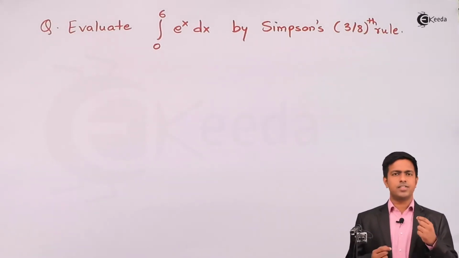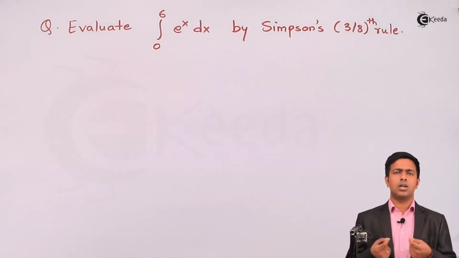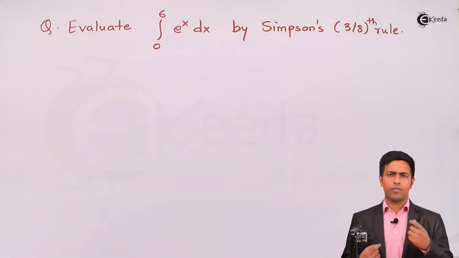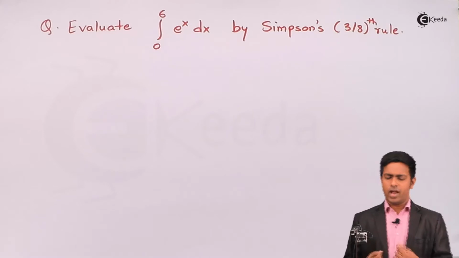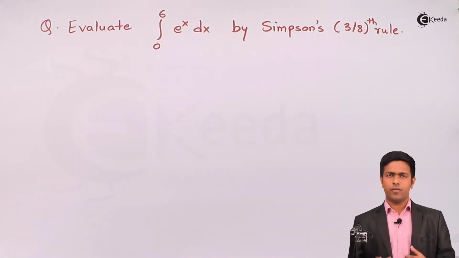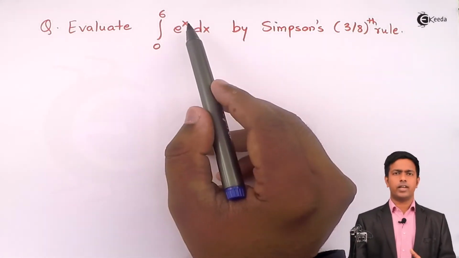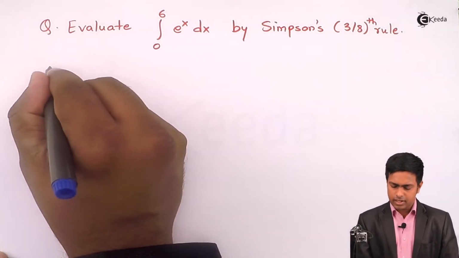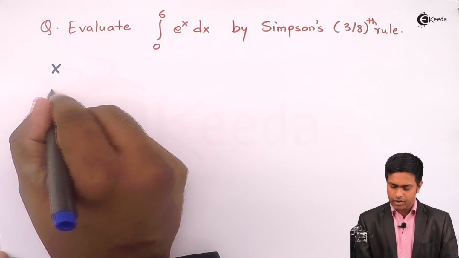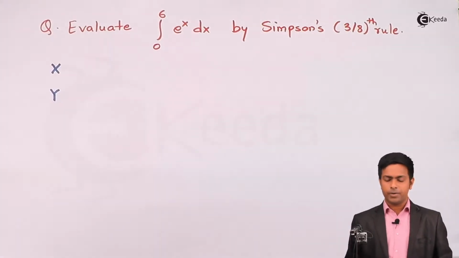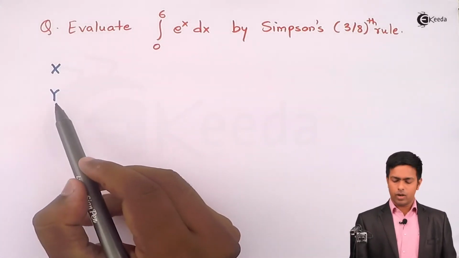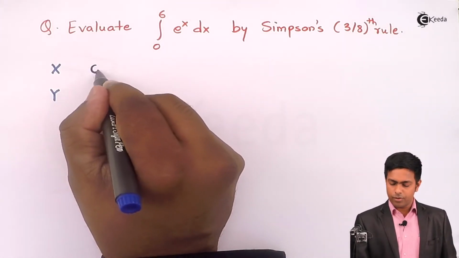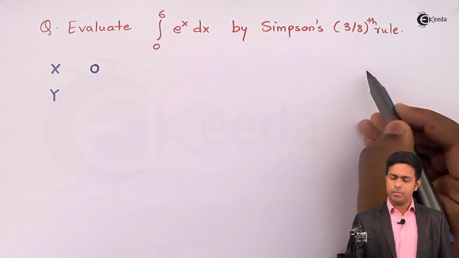So guys, in between 0 and 6 we have to consider a number of subintervals, and for each value of x we have to find out the corresponding value of y, or the value of f of x, that is e raised to x. So here first of all, let's consider the value of x and then the value of y. The first value of x would be 0 and the last value will be 6.